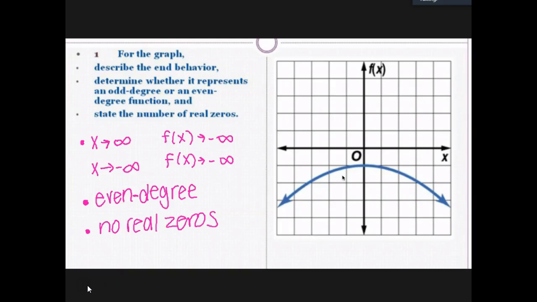As x is going to negative infinity, so that's the x's going to the left, where are my y values going? Well, the graph is going down, so my y values are going to negative infinity. This is probably the most new thing for you, is that function and end behavior notation. So that's what this is for, describing the end behavior.